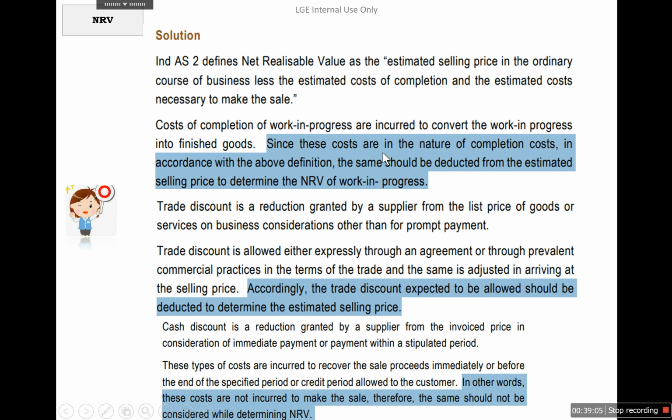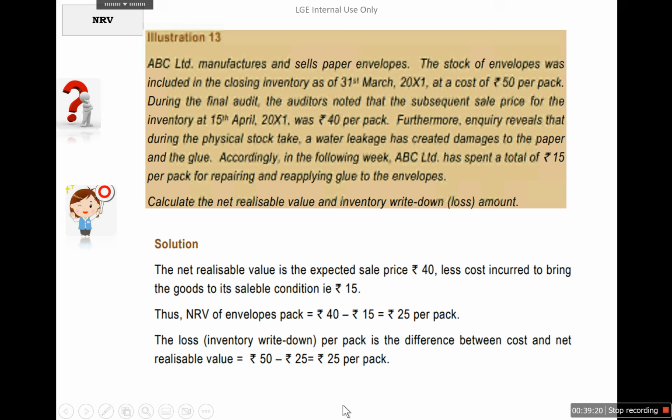So first is the cost of completion. It is considered, and trade discount should be deducted to determine the estimated selling price, and the cash discounts are not included here. Next question is ABC Limited manufactures and sells paper envelopes.